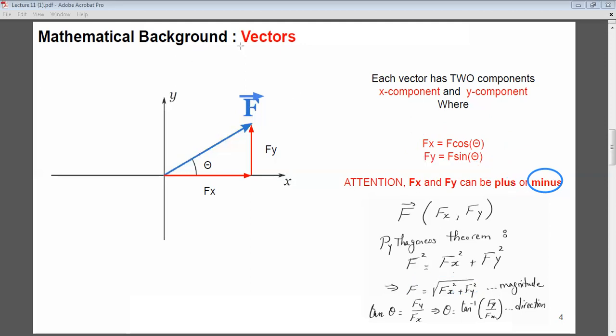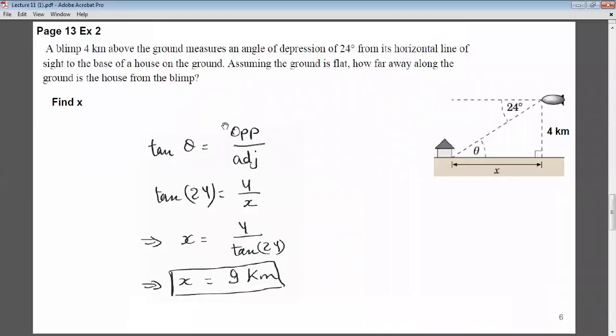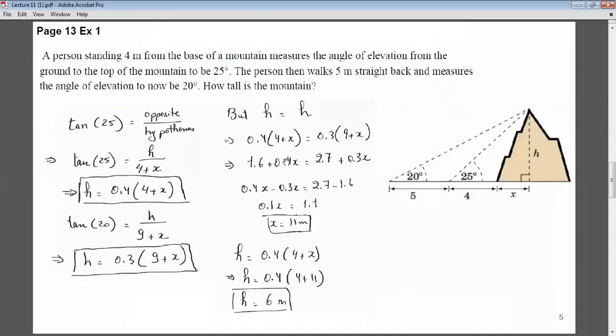Let's do some exercises. Let's start with trigonometry. A person is standing 4 meters from the base of a mountain. So he is standing over here. He measures the angle of elevation from the ground to the top of the mountain to be 25 degrees. So this angle is 25 degrees, in this triangle.